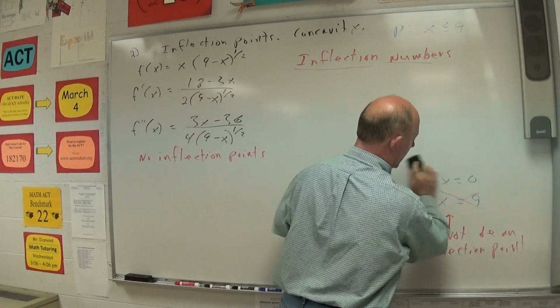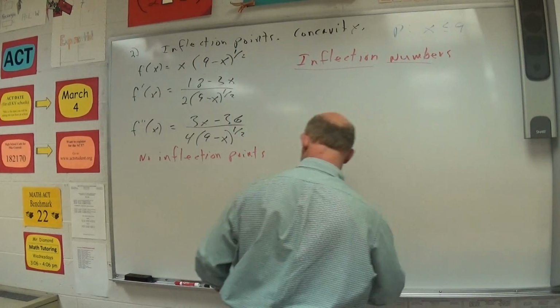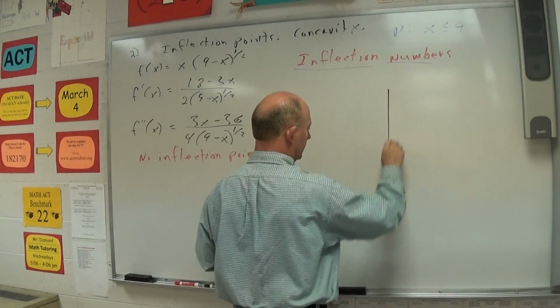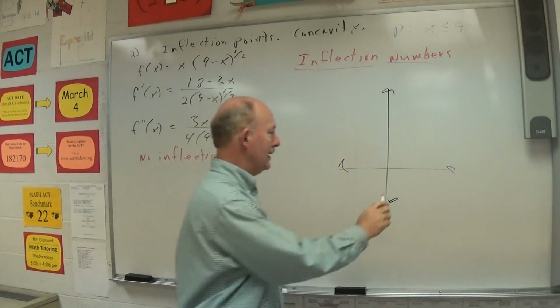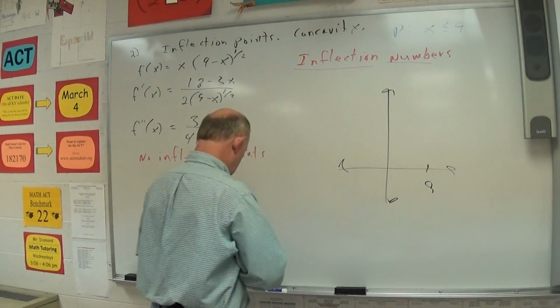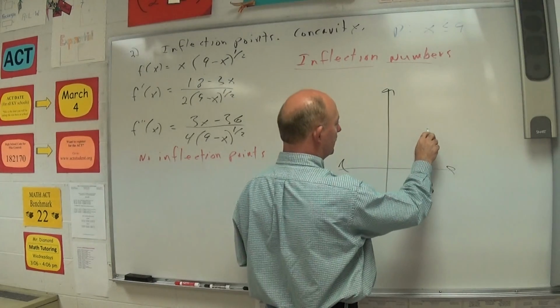Basically, what we want to know is this. If you look at this graph, now once again, this is not the graph of the original function. 9 is here. Does the graph do this?